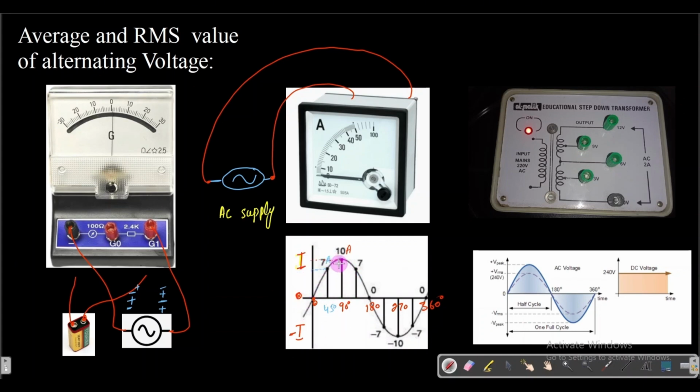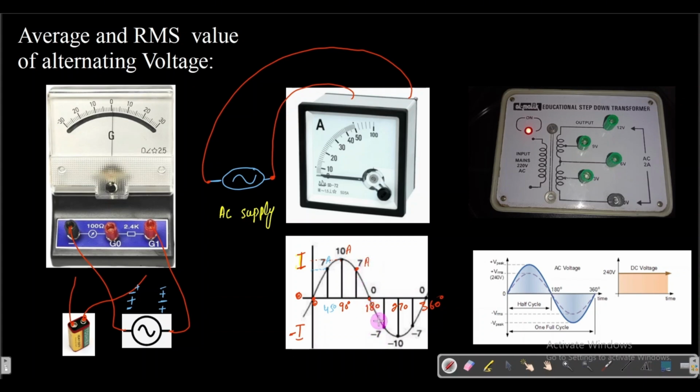In the same way, for each degree, the magnitude of the alternating current is changing. For each and every degree it is decreasing, and finally at 180 degrees it becomes 0. This is the 135 degree point, where the instantaneous current is about 7 amperes.